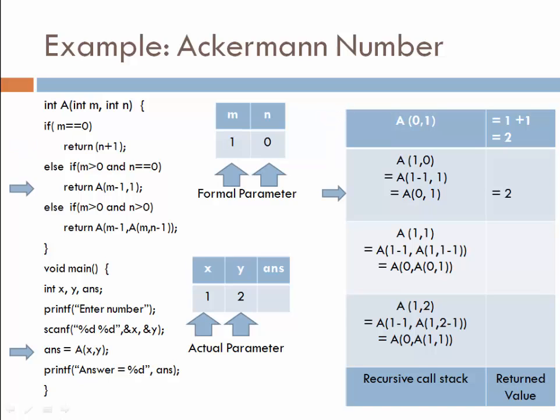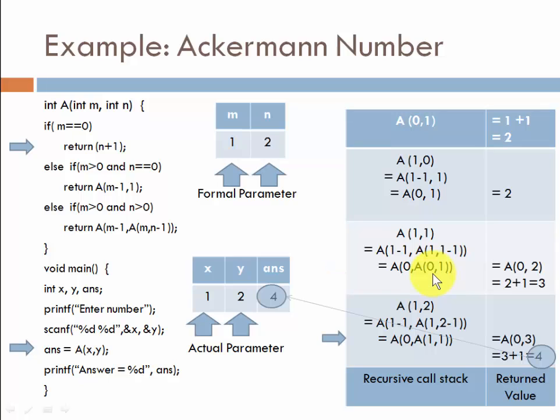So a of 1 0 will be equal to 2. Now this value will again be written in a of 1 1 over here. So a of that is equal to finally it will return value 4.